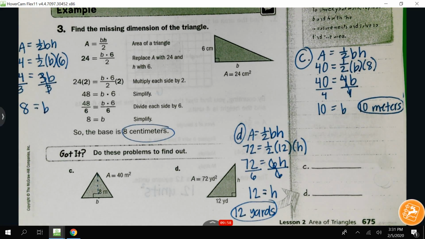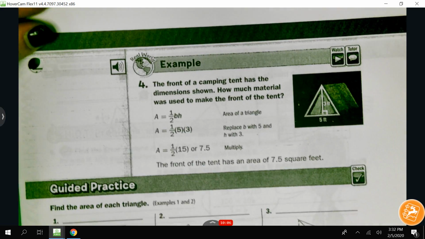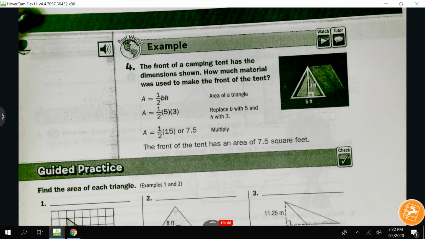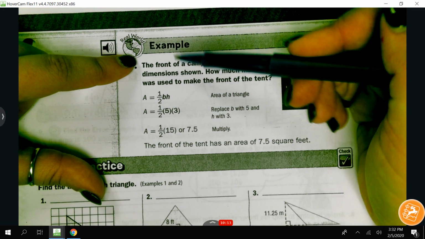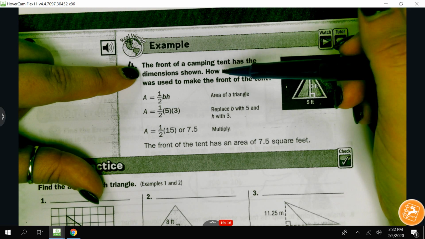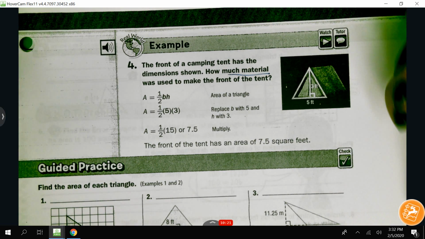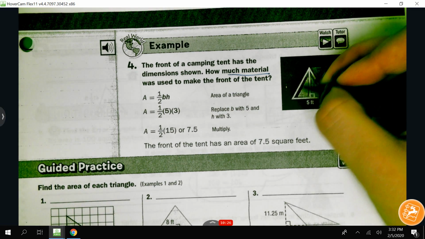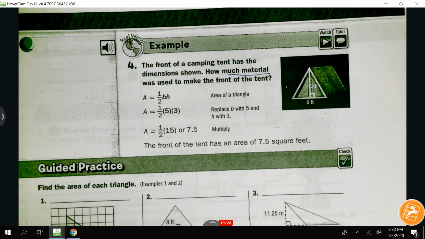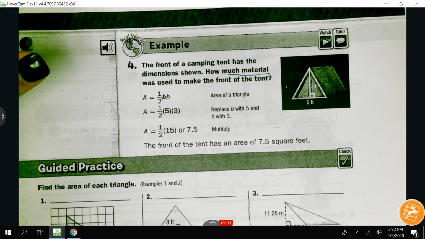Alright, flipping over to the next page. Example 4, it's already done for you, so you really just need to read and look at the steps. It says the front of a camping tent has the dimensions shown. How much material was used to make the front of the tent? So area is basically however much can fit inside of that triangle. So if you're looking to try to find the outside of that tent, you need to find all of this, so everything that's inside of that triangle.